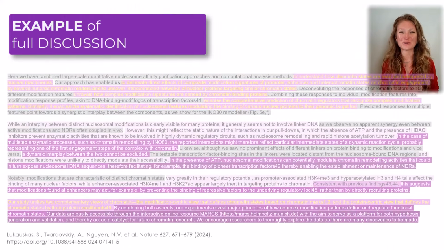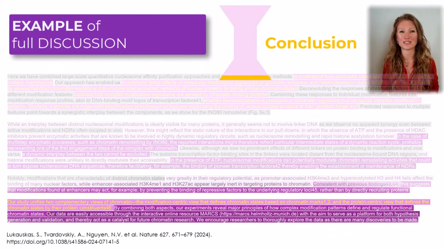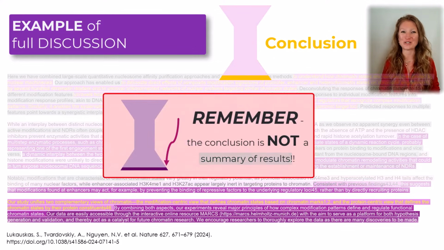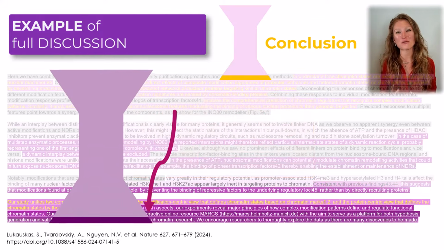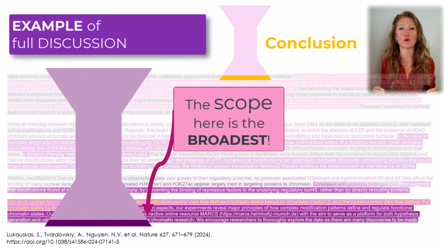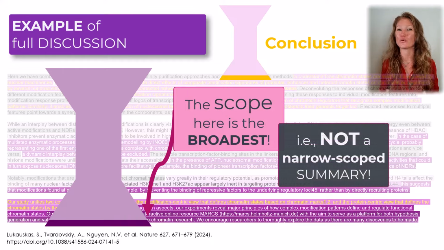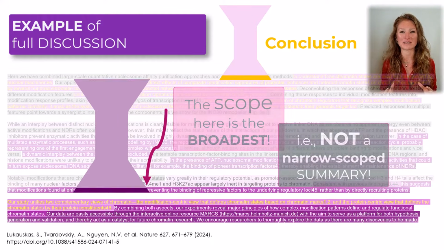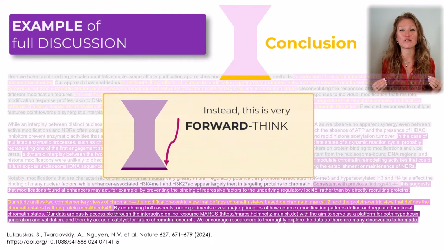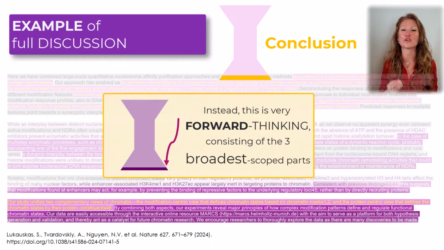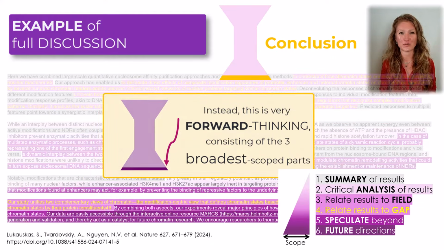Now, before we get to those middle paragraphs, let's jump ahead quickly to the conclusion of this discussion. Notice here again how this is not in any way a summary of results. And that is because, remember from our hourglass shape, this part should be the broadest in scope, which means it should absolutely not be a summary. Instead, it should be very forward-thinking, and it should consist of those darkest colors in our different parts of discussion.